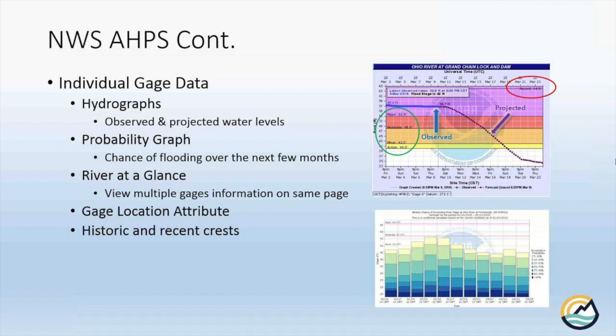They also have probability graphs. So what's the probability based on some of the models that there's going to be some type of flooding in the next few months? You can take a look at that. You can look at river at a glance. So I'm able to look at the entire Kentucky River all at once and see, oh, where's the water, when's it going to hit next? You can look at individual information or historic crests of it. So there's a lot of really great information in the AHPS system.